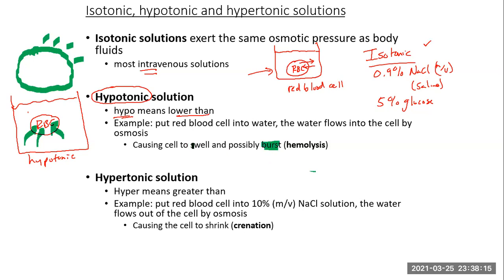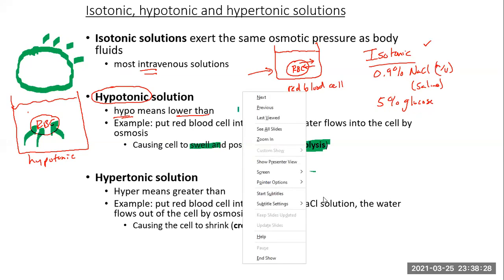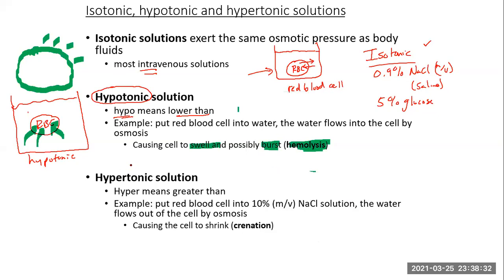So we typically will see a swelling, and we'll see it burst. This is what's known as hemolysis in this particular case. Again, it's through that process of osmosis, basically rushing the cell with all this excess fluid, obviously causing it to swell and, eventually, burst. Another type of solution is known as hypertonic. Hyper means more than or greater than. That means that the solution outside of the cell is more concentrated than the solution inside.